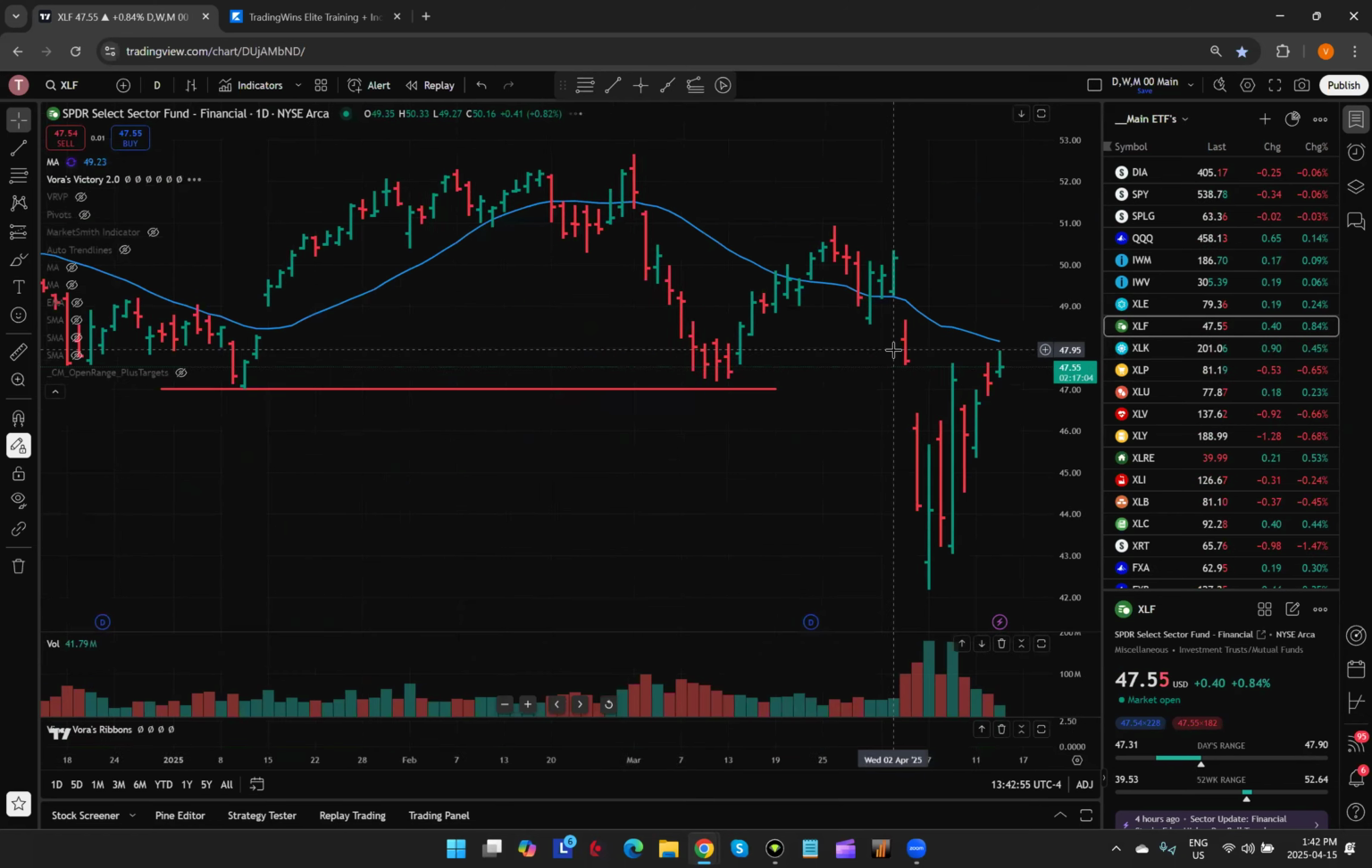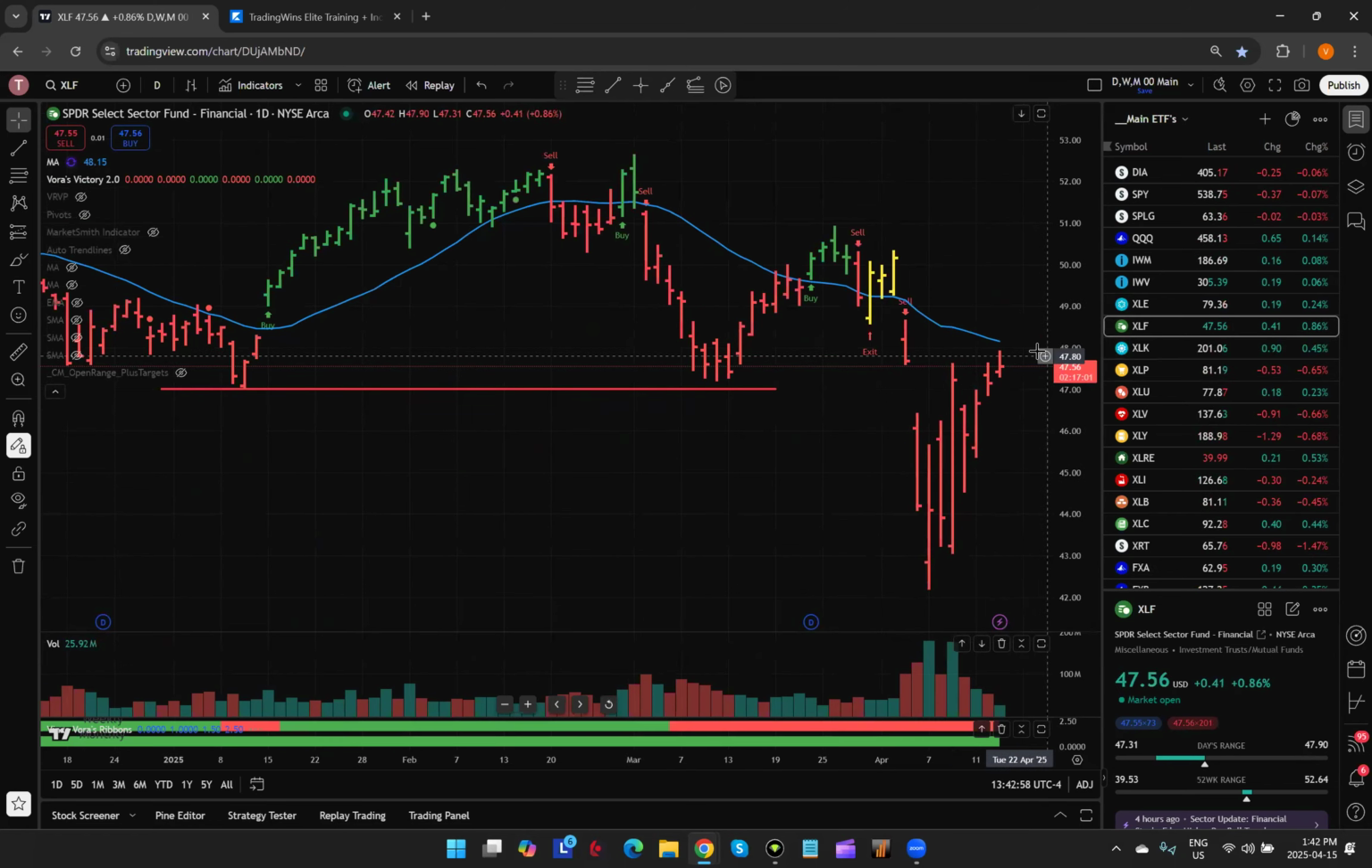If we go down to the daily time frame, most of the financials look very similar to the S&P, the Dow, the Nasdaq, et cetera, where we've managed to rally back to that downsloping 20, and now we see if we can either overcome it or if we're going to set up short again.